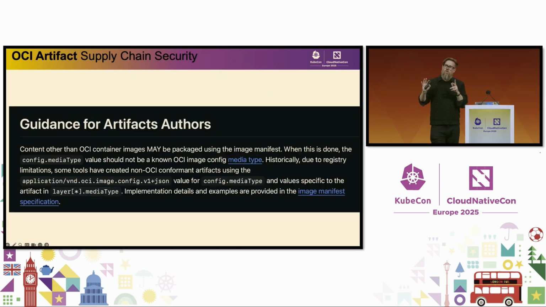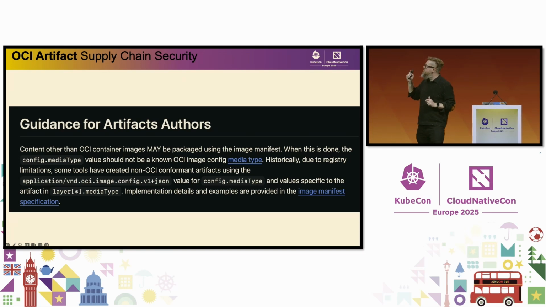So we talk about container supply chain security, but what we're really talking about now is supply chain security for our OCI artifacts. Because essentially anything can live in a registry now. Who has pushed something other than a container to a registry? Pretty decent size. That's a lot.